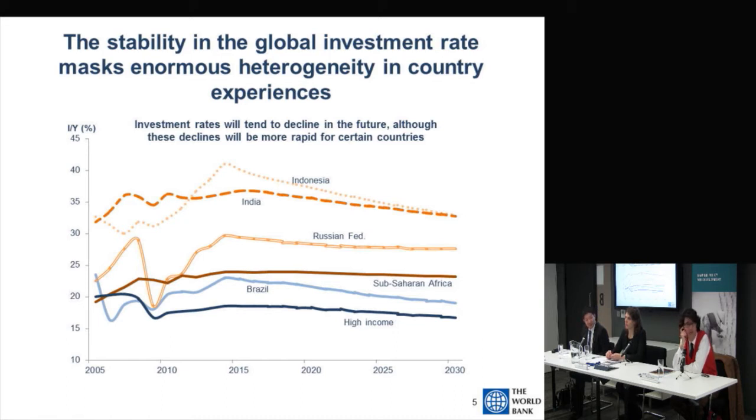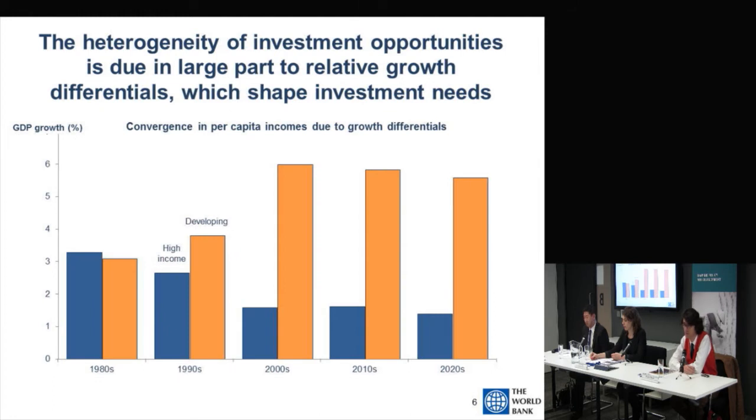But what is important from this picture is to see that certain countries decrease faster than others. Sub-Saharan Africa is one set of countries that does not reduce its investment rate. The other important thing is to observe that the rates are much higher for developing countries than high-income countries. High-income countries have the lowest investment rate.